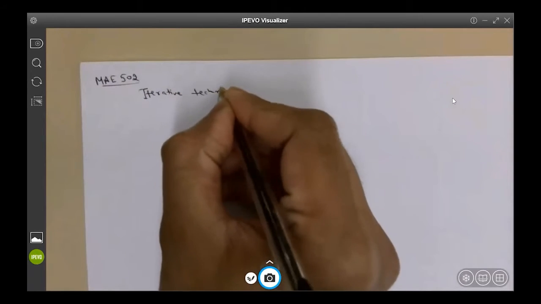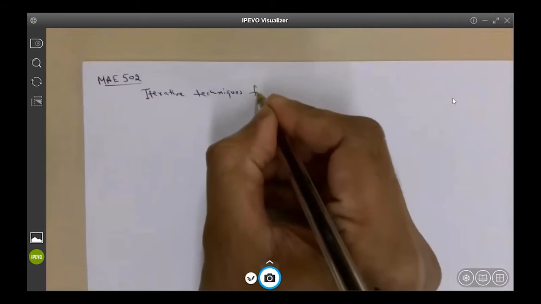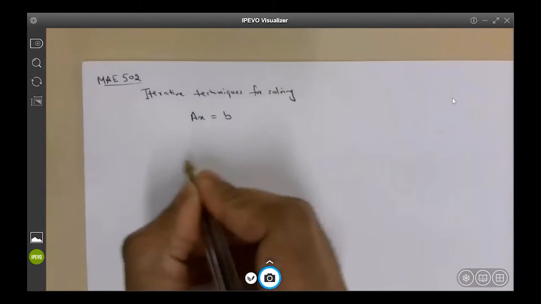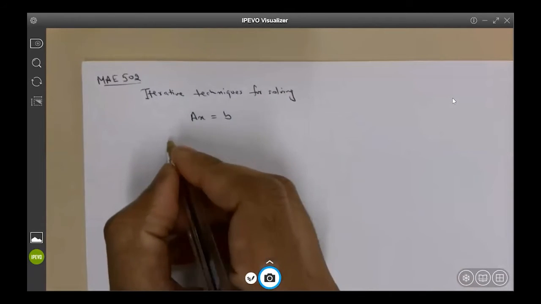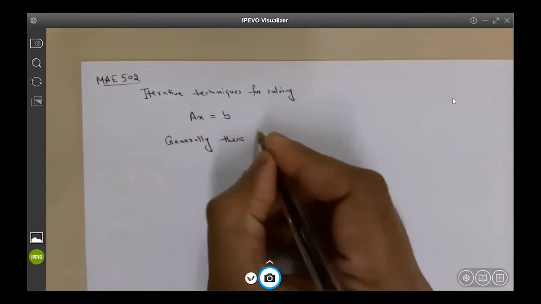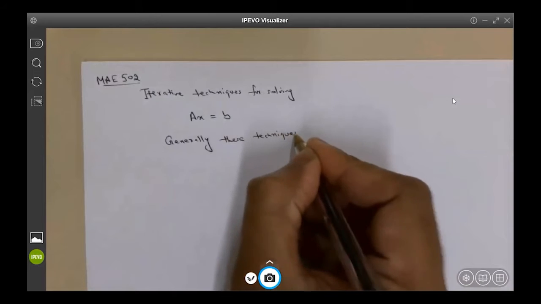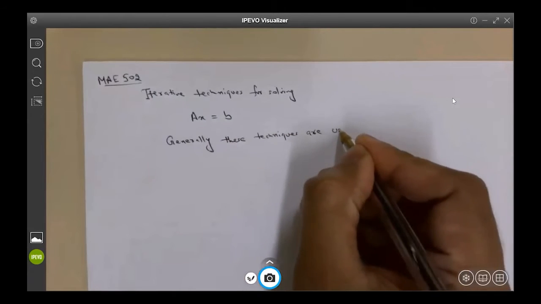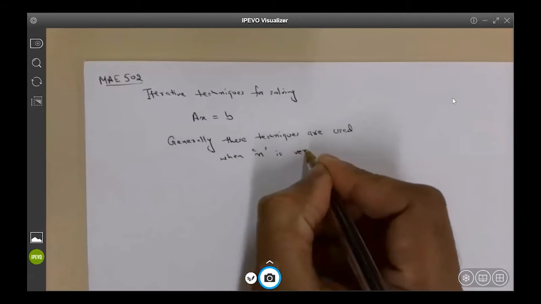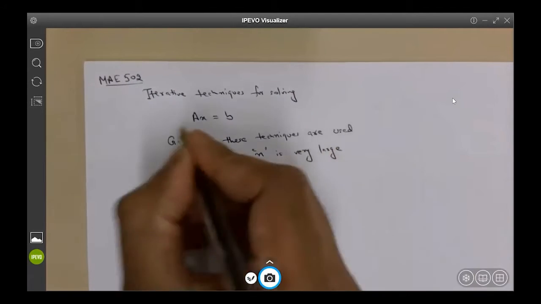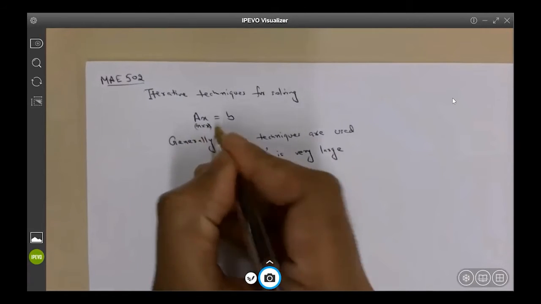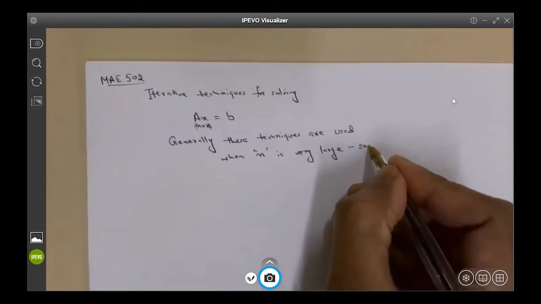Iterative techniques for solving AX equals B. Generally these techniques are used when n is very large. N is basically the size of the matrix, or number of unknowns. N is very large, say 1,000.